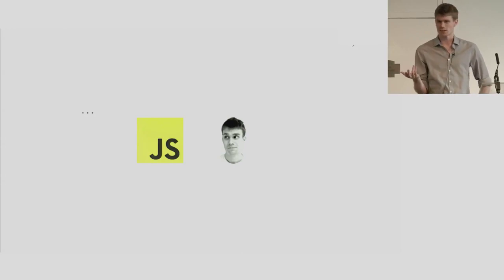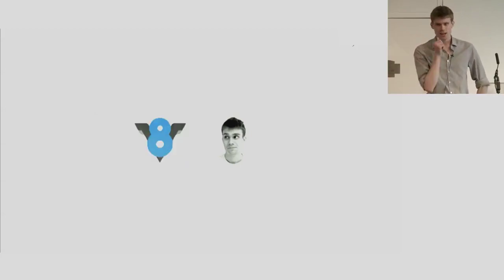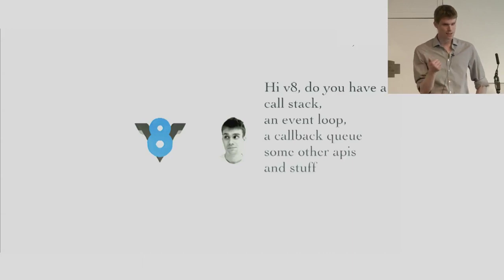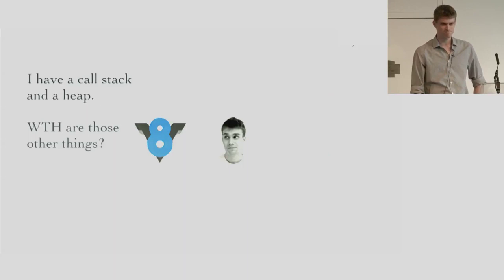And the documentation for this stuff is, like, not very easy to find. Like, code documentation, sure. Like, how the runtime works, harder. So I was like, there's this V8 thing, right? Chrome's, like, JavaScript engine. There must be some documentation about that. So I was like, hi, V8, do you have a call stack, an event loop, a callback queue, and some other APIs and stuff? And V8's like, not really. I've got a call stack and a heap. I don't know what those other things are. Crap.